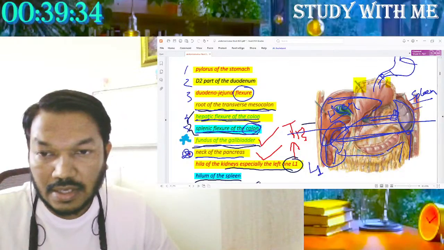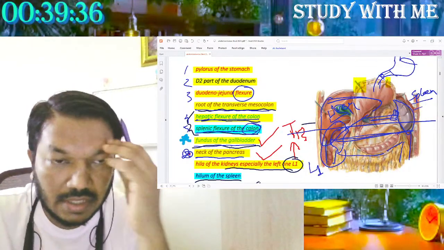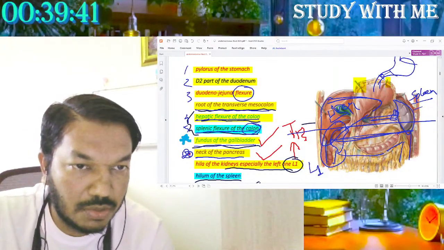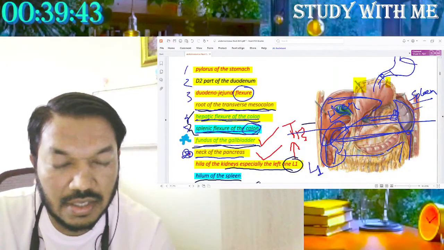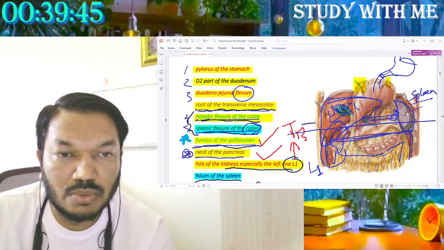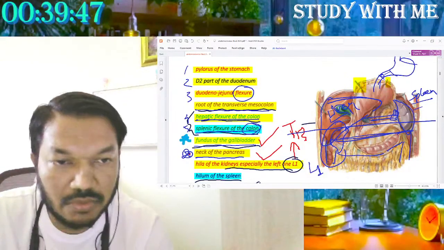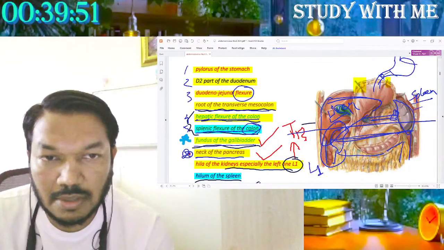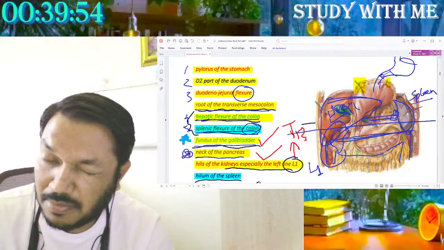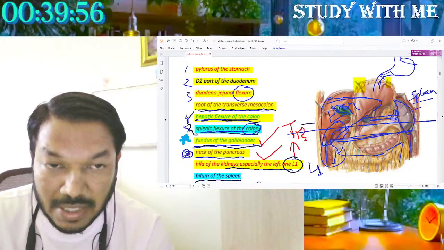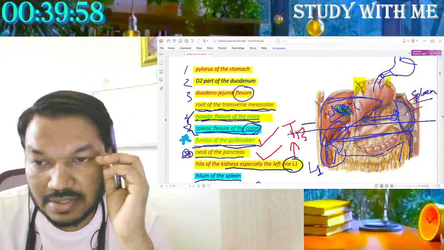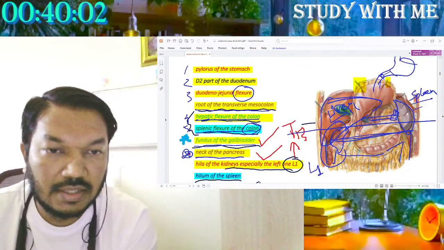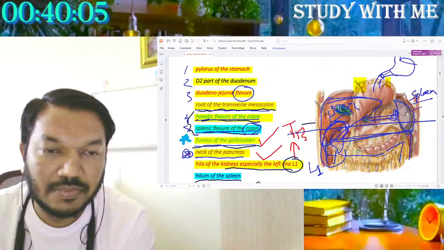Okay. Then we need to think about the solid organs. What are the solid organs we have? We have liver, we have spleen, then we have pancreas, right? And the hollow viscera, we have stomach, duodenum, jejunum, and colon. In this way also you can remember. So solid organs we already covered: spleen, pancreas, and fundus of the gallbladder. Neck of the pancreas.